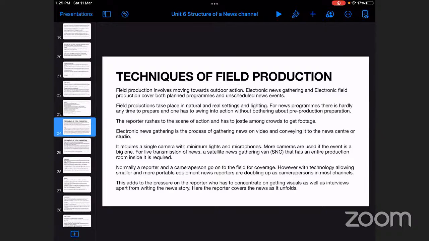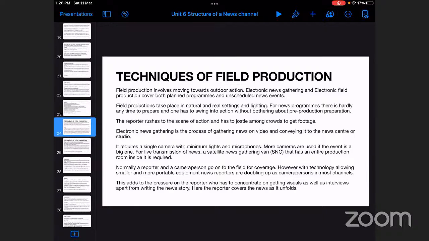As for the DSNG, they just shoot and send it to the channel headquarters, and at the headquarters they process it, make it into a package or any type of content, and broadcast. This is another type, compared to the OB van.